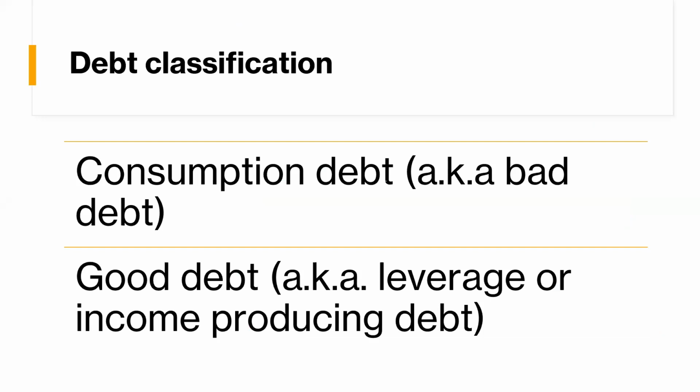We have consumption debt and we have good debt. Consumption debt is also known as bad debt. You take a loan to pay your rent, it is consumption. You take a loan to pay your school fees, it is consumption debt. You take a loan to buy a car, it is consumption, except that car is now bringing you money. Maybe you are using it for Uber, for Bolt, and it's bringing you money. That now becomes a good debt.